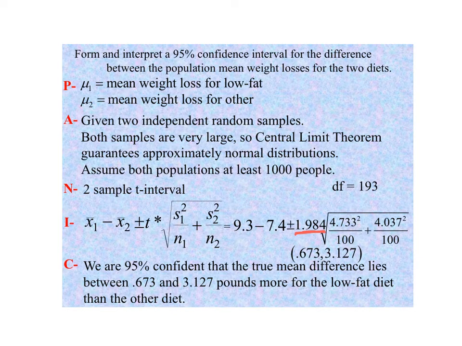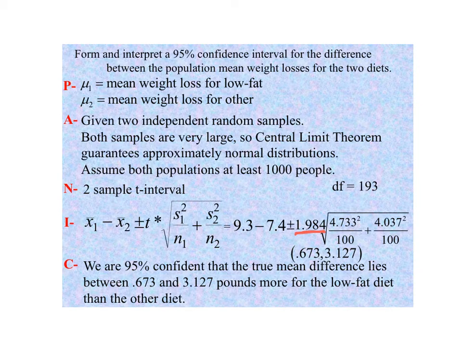And so our conclusion is we are 95% confident that the true mean difference, notice that it didn't just say true mean, the true mean difference, because we're subtracting, right, lies between 0.673 and 3.127 pounds more for the low-fat diet than the other diet.